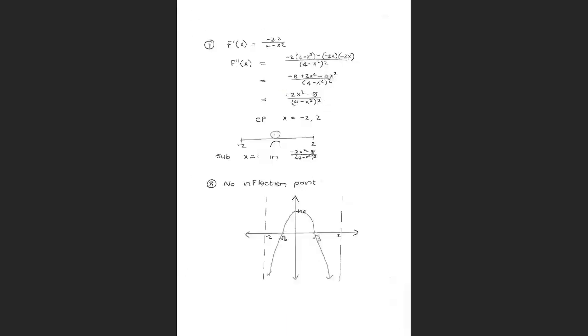Now we need to discuss concavity. Obviously, find your second derivative, simplify as much as possible. When is it equal to 0? Notice this top piece here. If you equate it to 0, what do you have? You end up having minus 2x squared equals 8. You end up with x squared equals minus 4. Notice that there's no solution there. So it can never be equal to 0.